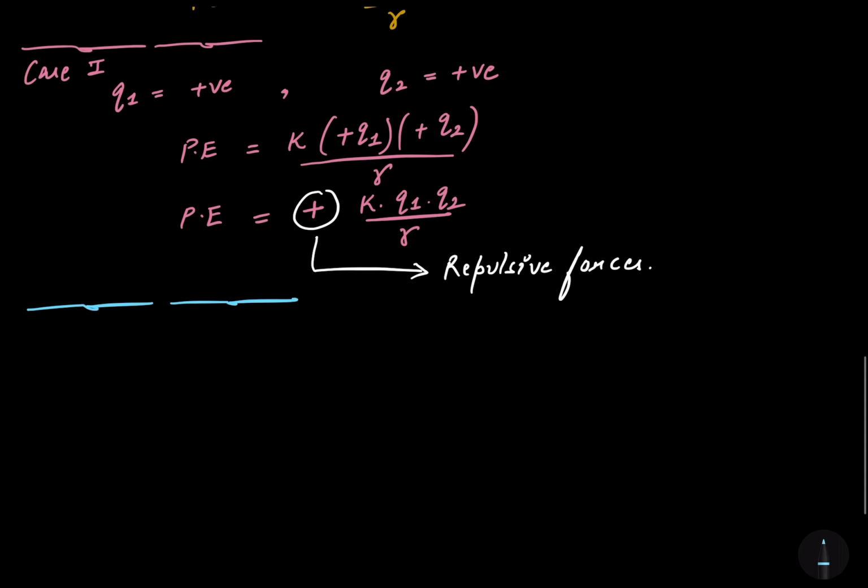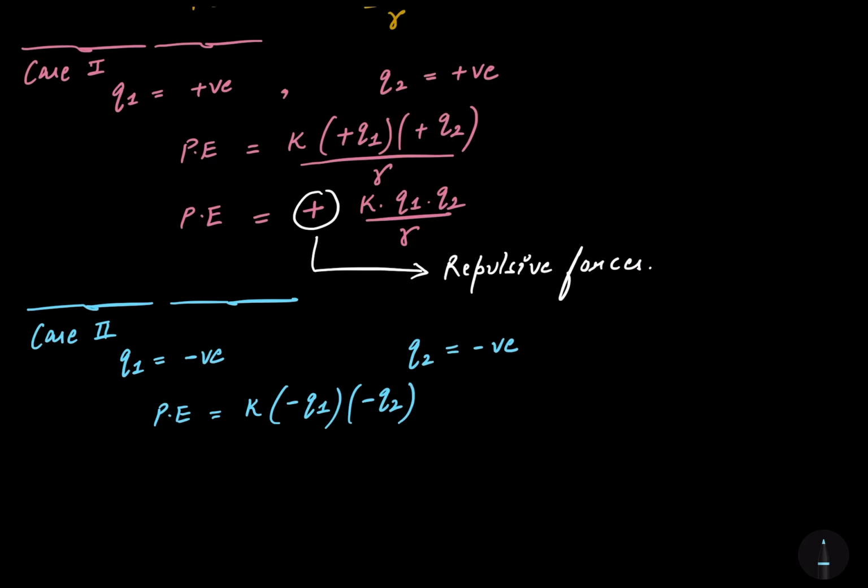Now I'm talking about case number 2. I'm taking my Q1 to be negative and Q2 to be also negative. So my potential energy comes out to be K into minus Q1 into minus Q2 divided by small r. So minus into minus comes out to be plus K Q1 into Q2 divided by small r.